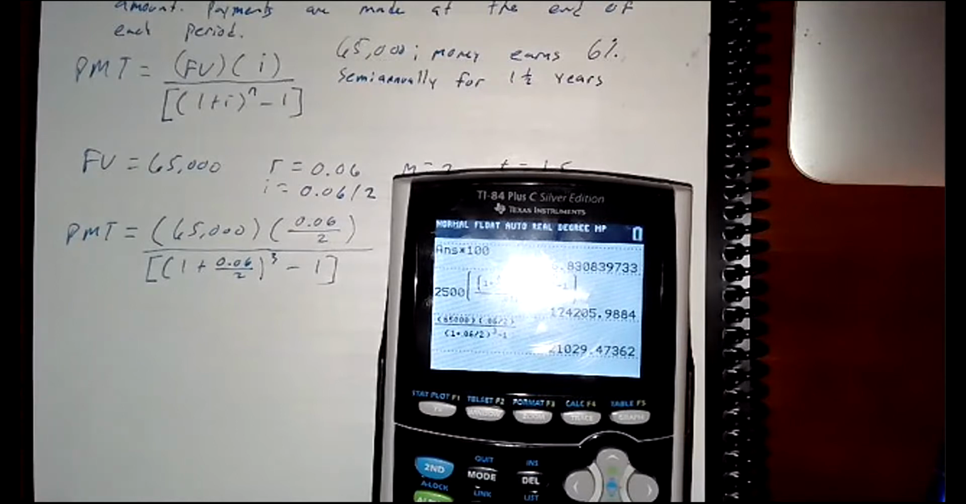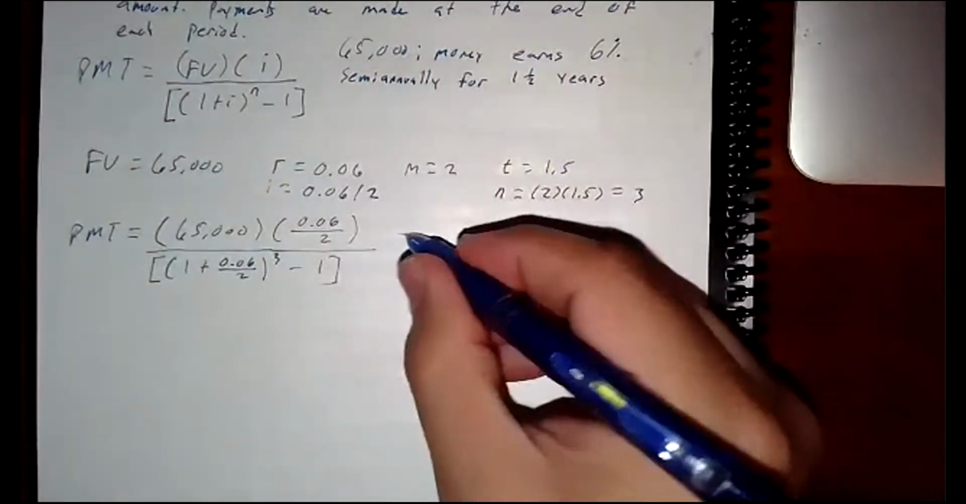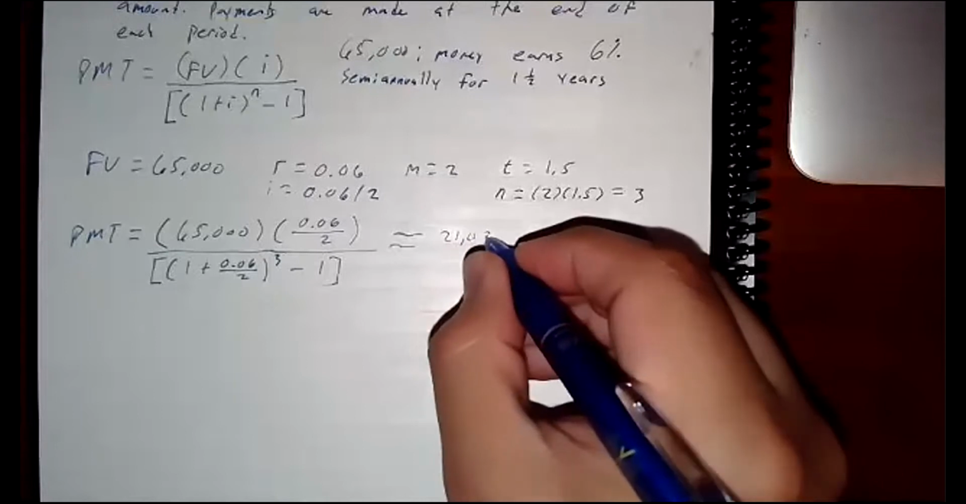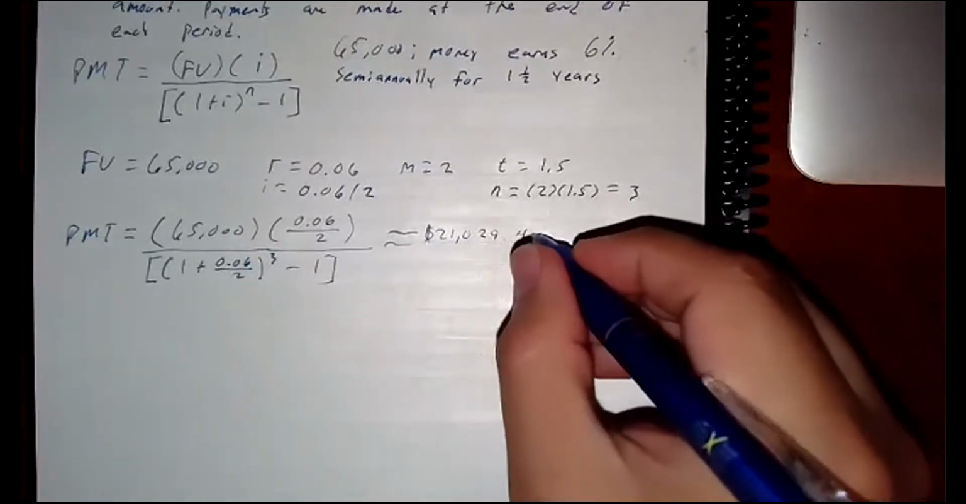Oh, I guess it makes sense, right? Because if you want 65,000 in 1.5 years, you better be putting in a lot of money. That's not much time. So yes, the payment amount to make that happen. If you have more time, you can use less money, as we've seen before.